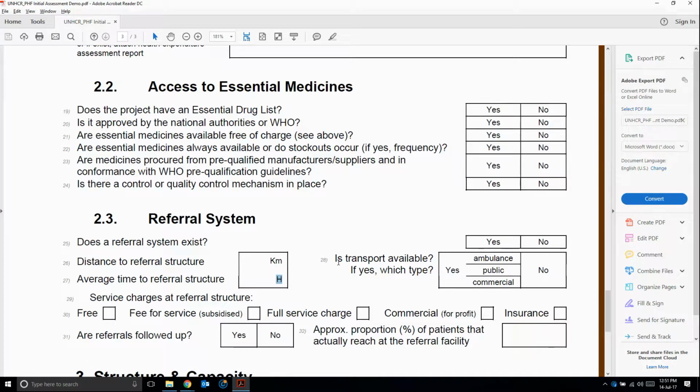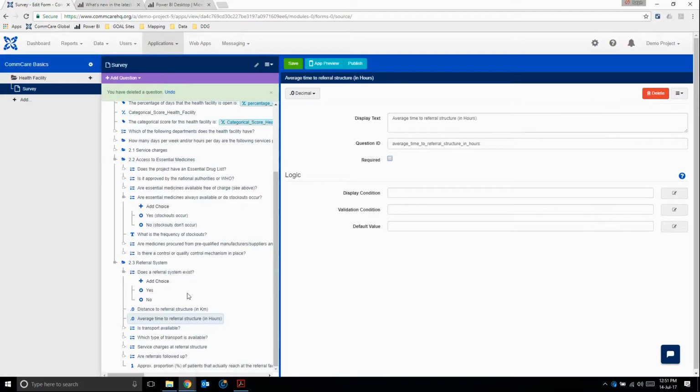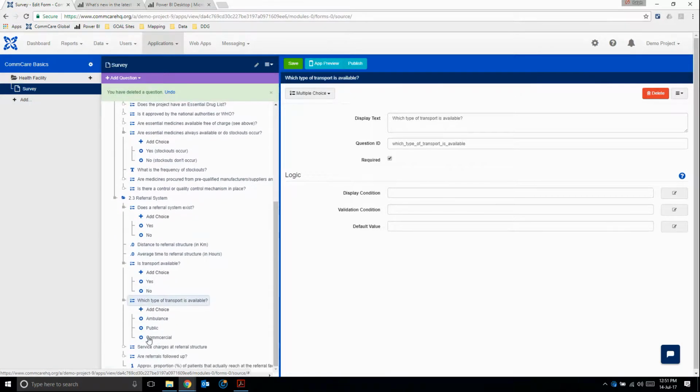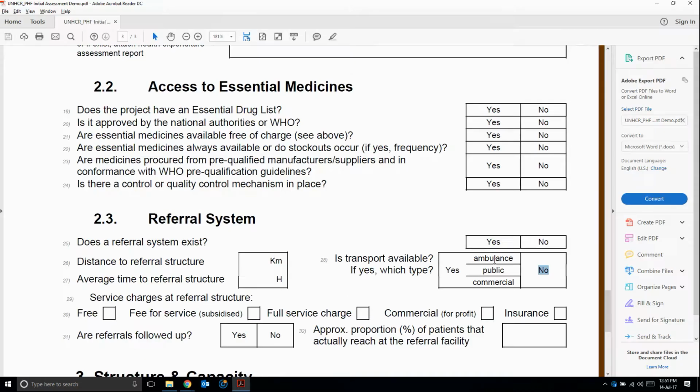So what is our first question? Our first question is transport available? And that's a simple yes, no answer. And that's what we have here. Is transport available? Yes or no. And then we have our which type of transport is available, right? That's this bit. So if yes, which type?